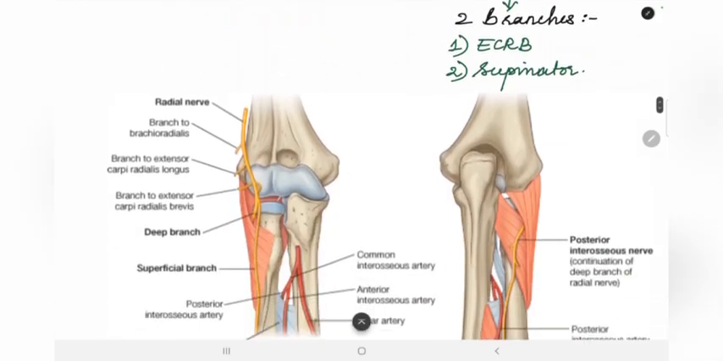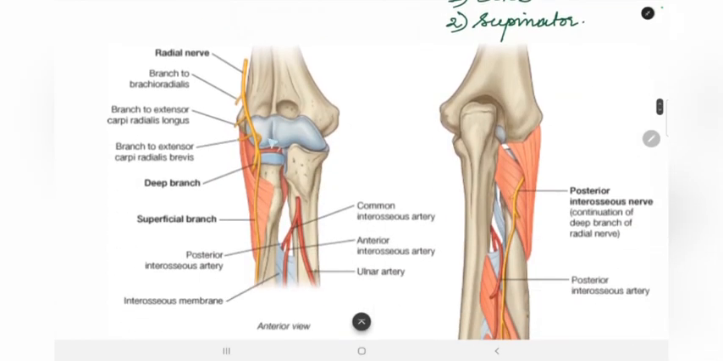So in the diagram we can see that at the level of the lateral epicondyle, the radial nerve is terminating by dividing into two branches, deep and superficial. The deep branch gives off two branches, to extensor carpi radialis brevis and the supinator. Then the deep branch pierces through the substance of the supinator, which it supplies, and then enters into the posterior compartment of the forearm.